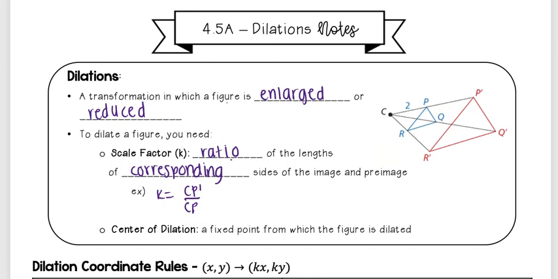Another way I can think about it is that the scale factor is the image length divided by the actual length, or the original. In other words, the image divided by the pre-image. And the center of dilation is a fixed point from which the figure is dilated. So this would be my center of dilation, the C.